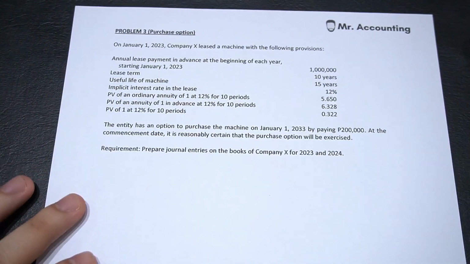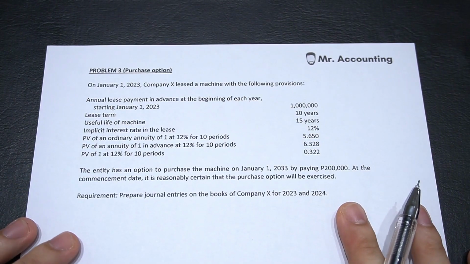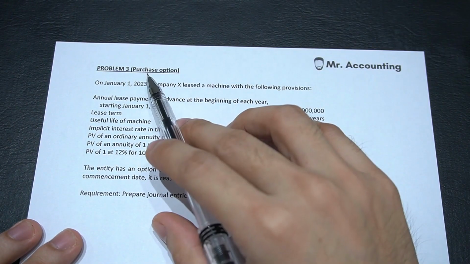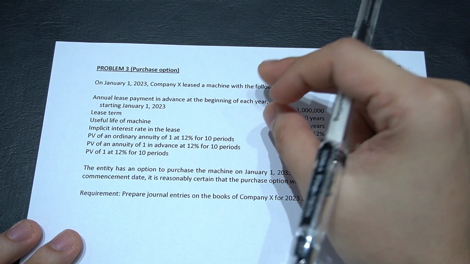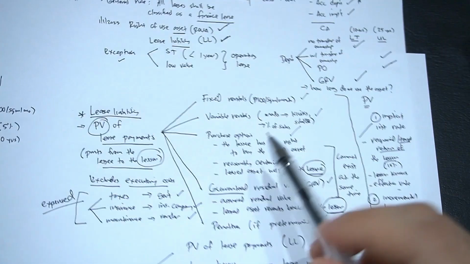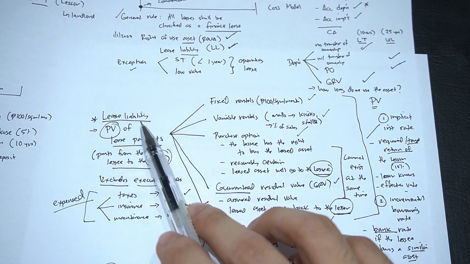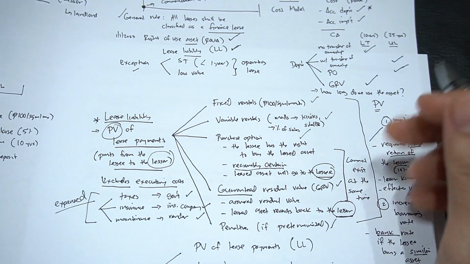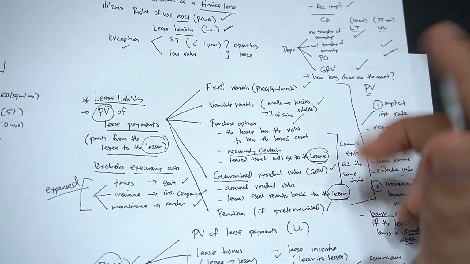Let's go to problem number 3. What if meron kang purchase option? So what do you mean, sir, by purchase option? Yan yung right ni lessee na bilhin yung asset. Tama? And we learned from our lecture, yung purchase option will be part of your lease liability if reasonably certain yan. Okay? Na i-exercise ni lessee. Dapat explicit sa problem na reasonably certain.